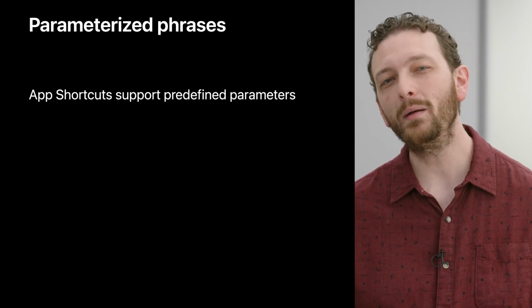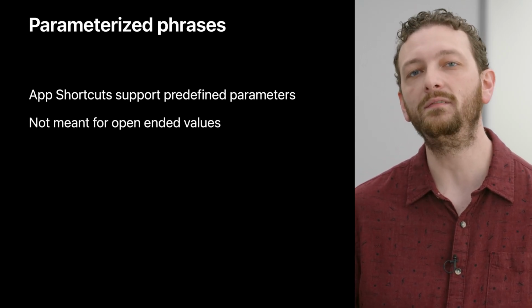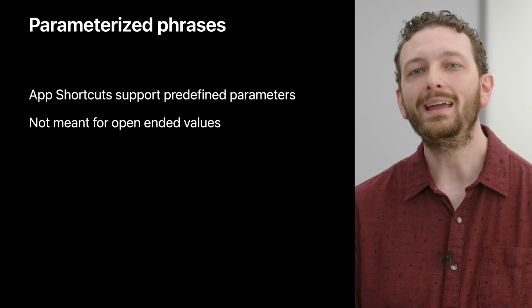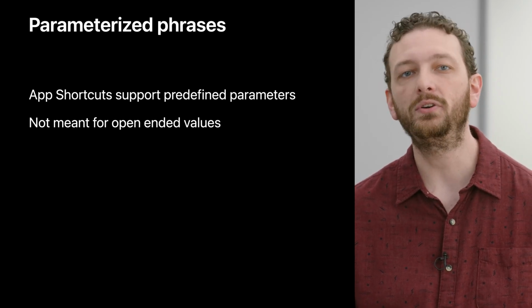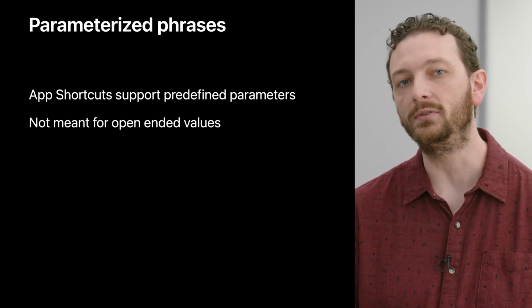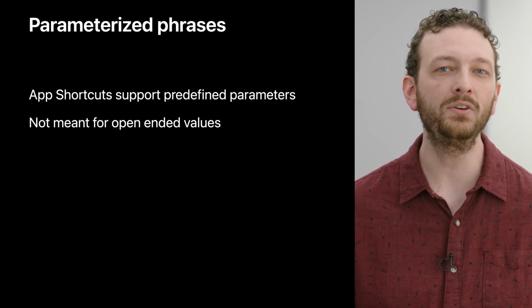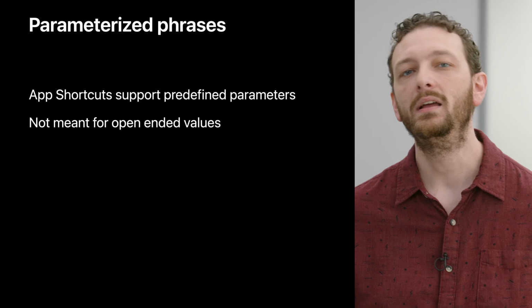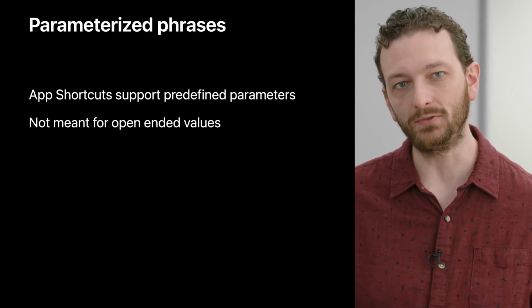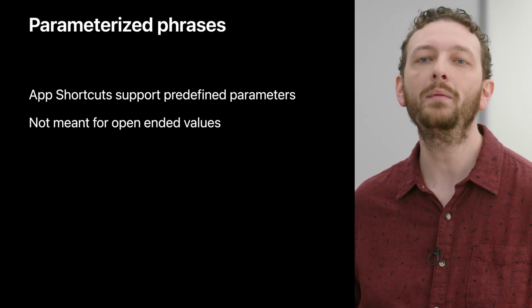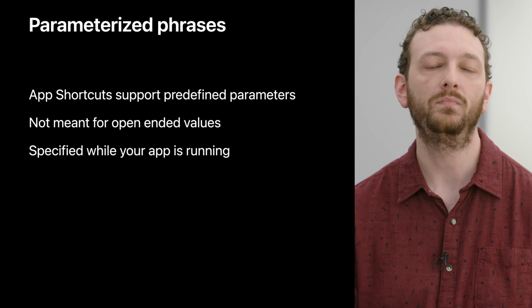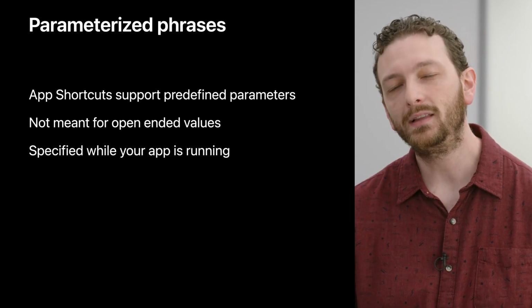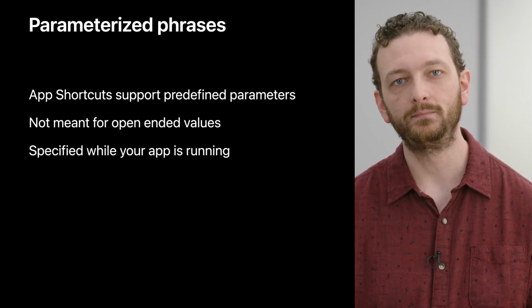Parameters are not meant for open-ended values. For example, it's not possible to gather an arbitrary string from the user in the initial utterance. So my app couldn't support a phrase like, search my diary for X, where X could be any input from the user. Instead, parameter values are specified ahead of time, when your app is running. Let's implement some parameterized phrases.